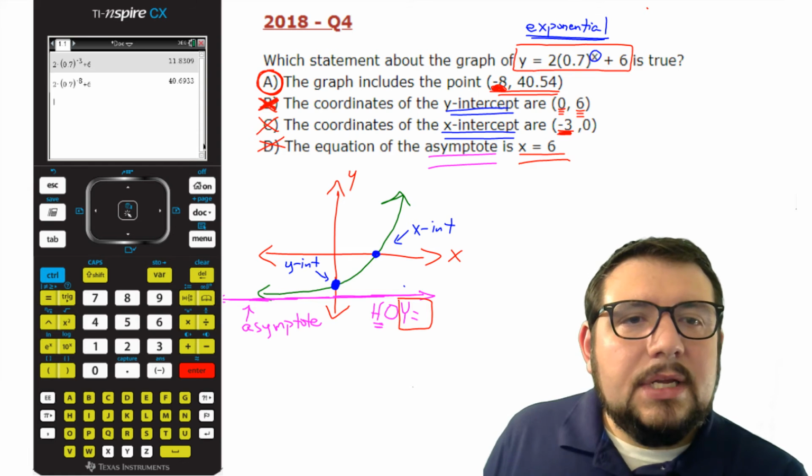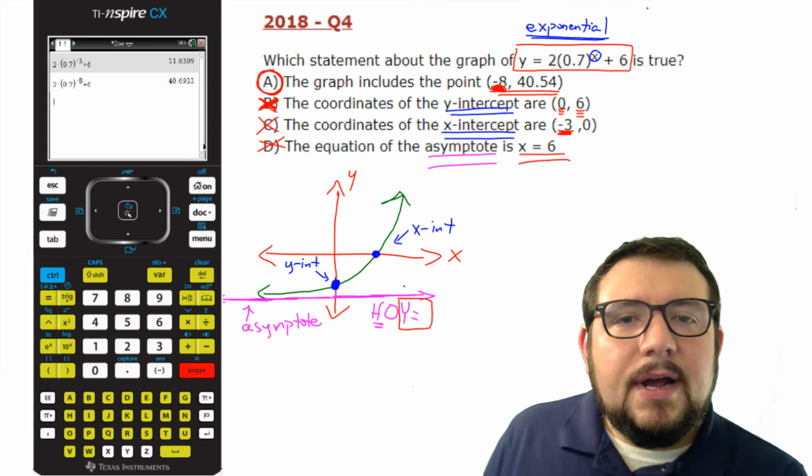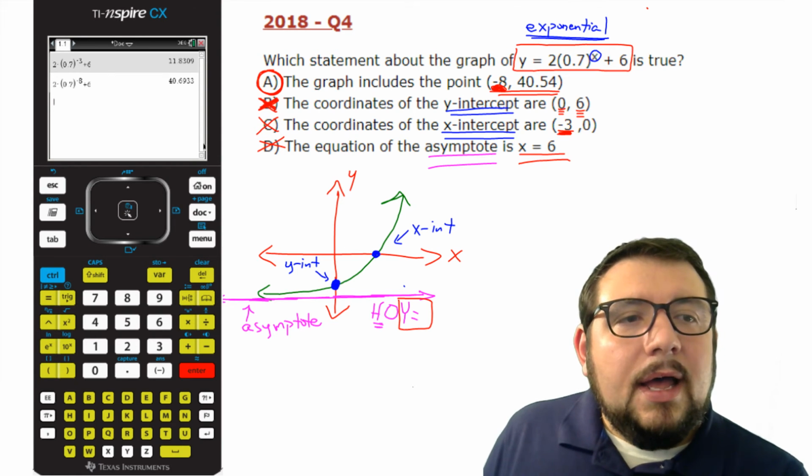I plugged in some numbers and I used an elimination strategy to figure out that the graph includes this point. And there we go, or approximately that point.